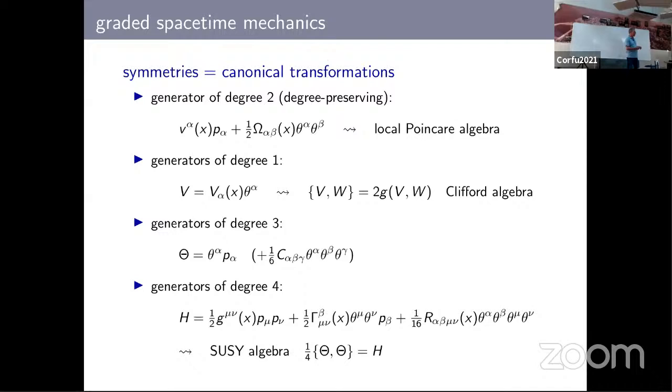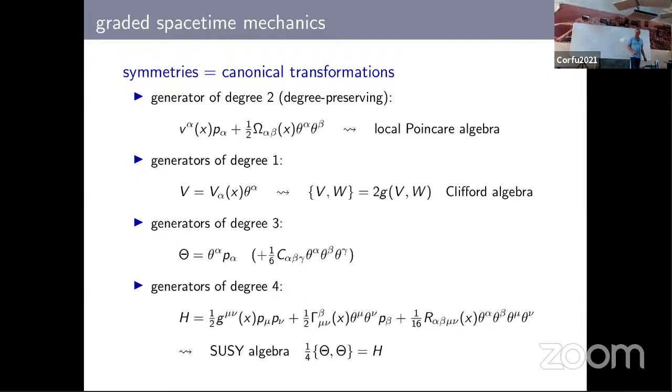Now, of course, you have a Poisson structure, you have canonical transformations, or infinitesimal canonical transformations that are generated by generators, and these generators can have various degrees now. Degree two generators are degree preserving. They will preserve the degree of a Poisson bracket, and they feature diffeomorphisms and local Lorentz transformations. Generators of degree one will give you a Clifford algebra, the one that we saw on the previous slide. Generators of degree three, and finally generators of degree four, which are quadratic in the degree two momenta, or cubic in the thetas and the P, or quartic in the thetas.